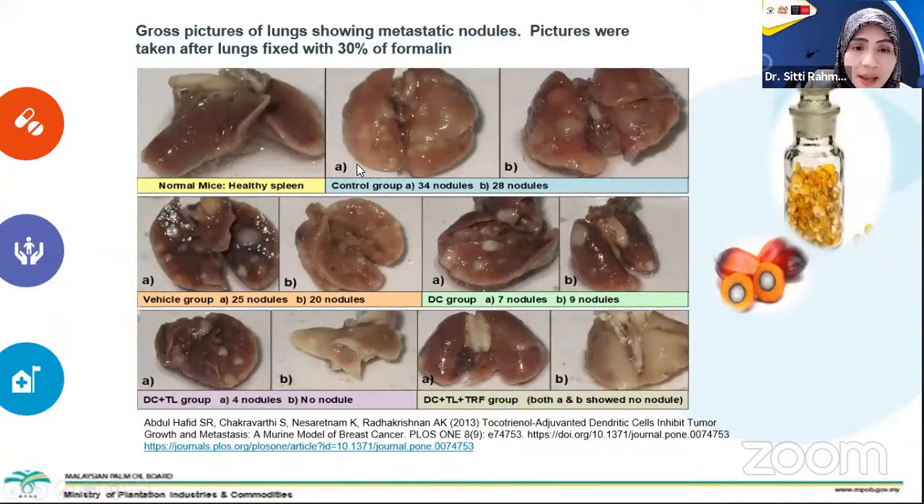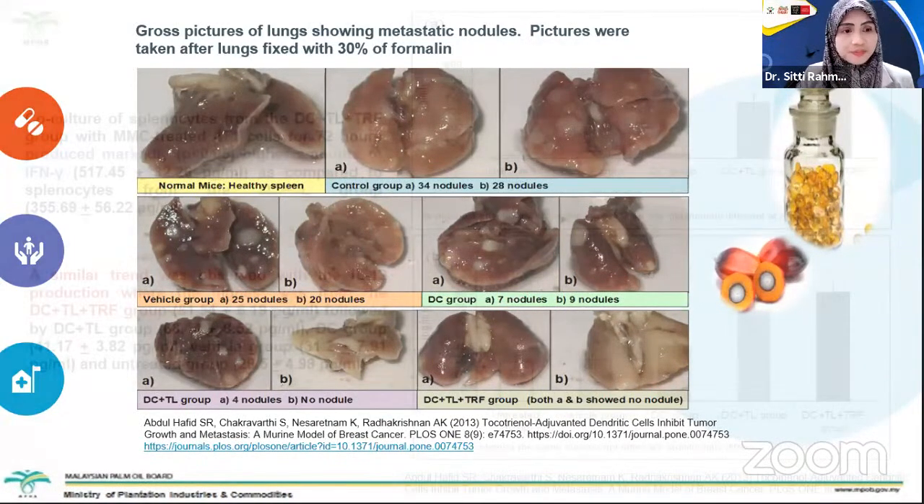It's almost the same. And from the control group, we can see it is huge and bigger, and there are a lot of nodules here, and a metastatic tumor, and also in the vehicle. We can see that also in the DC group and DC plus tumor, there are small tumor nodules here. It represents the metastasis in the cancers.